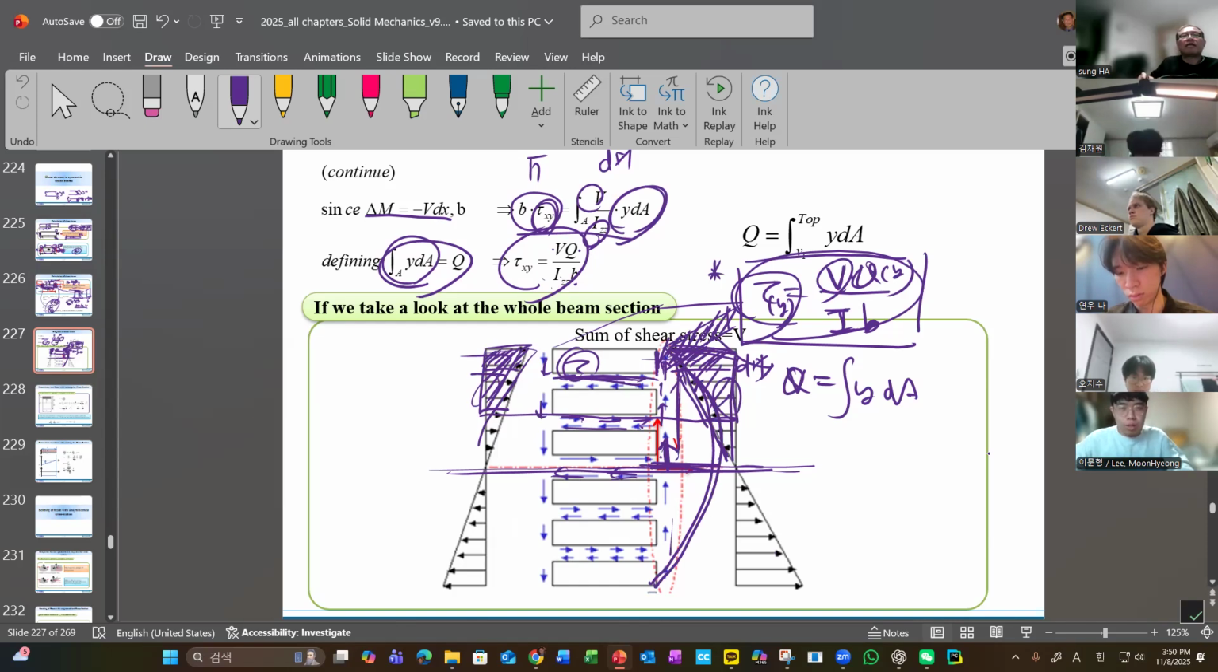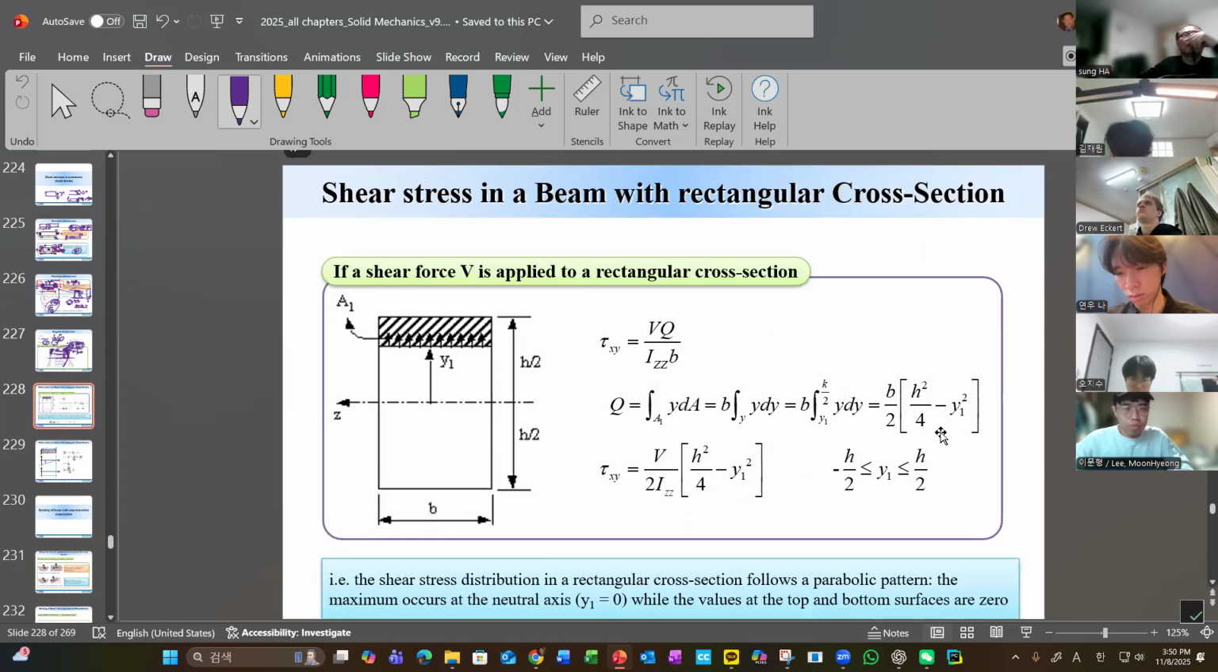Okay, mathematically you can derive this one. So let's derive that one. And then y integration, I mean y dy, y square, and integration from y1 to top. And then you get the equation. You can see that this is exactly a parabolic equation. So if y1 equals h over 2, this will be 0. But if y1 equals 0, this one will be the maximum. Okay, so that's why we have a maximum like this here.